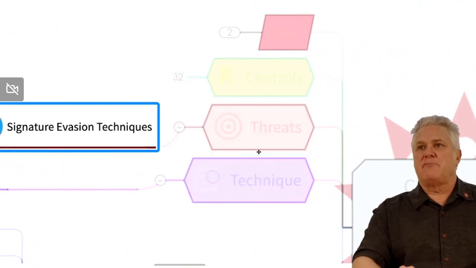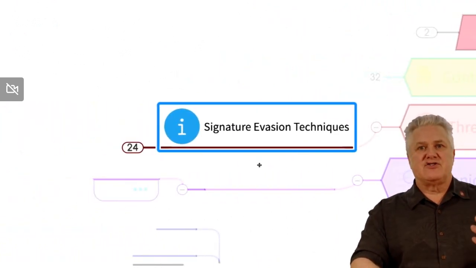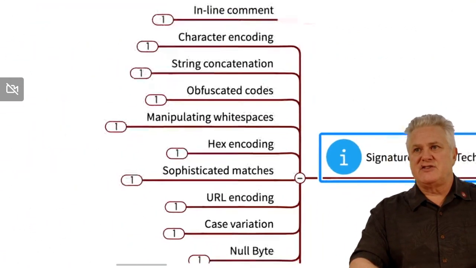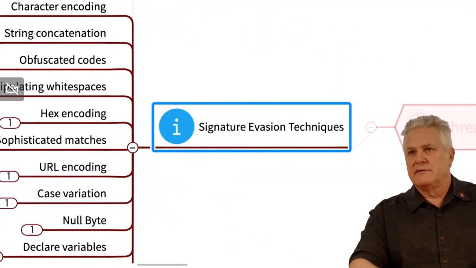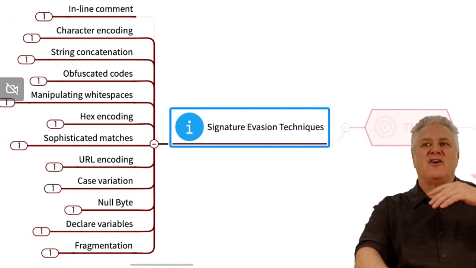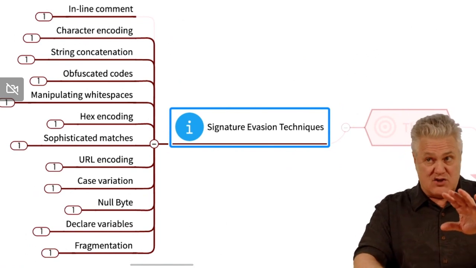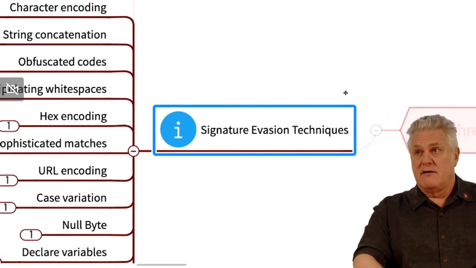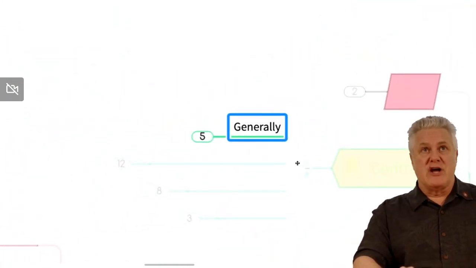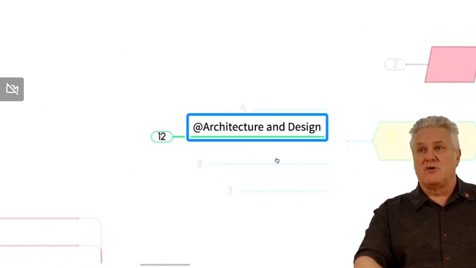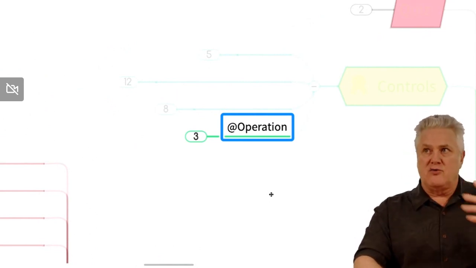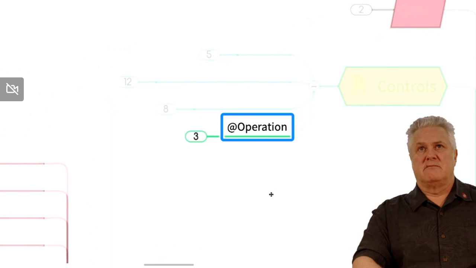From a threats standpoint, there are signature evasion techniques. I've given you the list of those signature evasion techniques that are here. You must know that they exist. You do not need to know how to do each one of these things. That's way beyond the scope of this exam. From a controls standpoint, I give you general ones, architectural and design ones, implementation and operation. These all fit, 4 of these fit on a note card and you key them in. It's as simple as that.